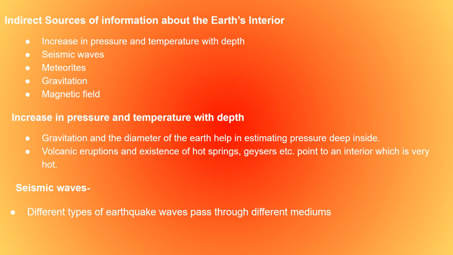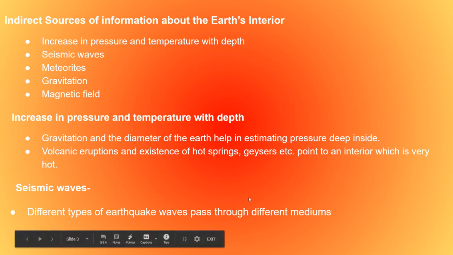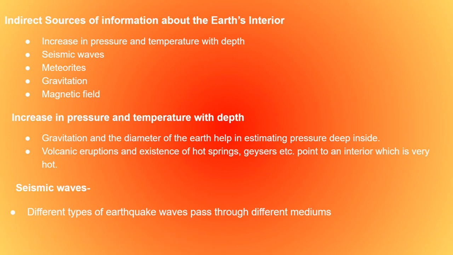So the indirect sources of information about Earth's interior, as we've already discussed, are the increase in pressure and temperature with depth, because when we go inside the Earth, temperature increases and pressure also increases. Seismic waves are earthquake waves. Seismic waves pass through different mediums. Those that have passed through liquid give us evidence that Earth has liquid inside.